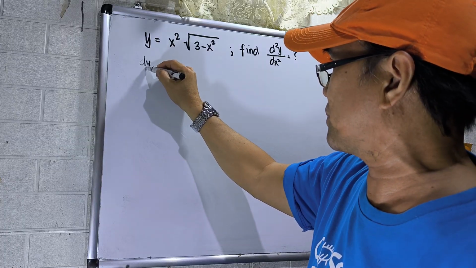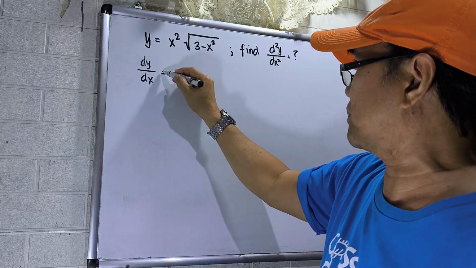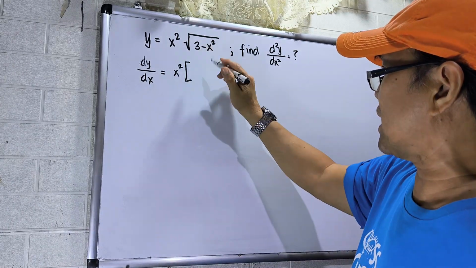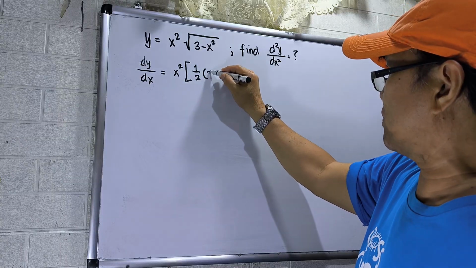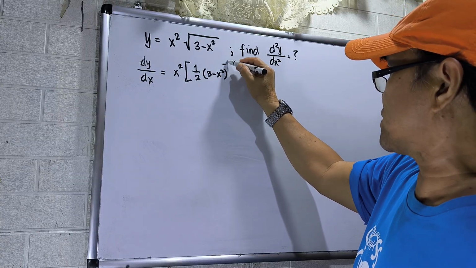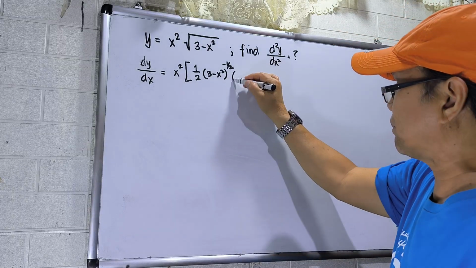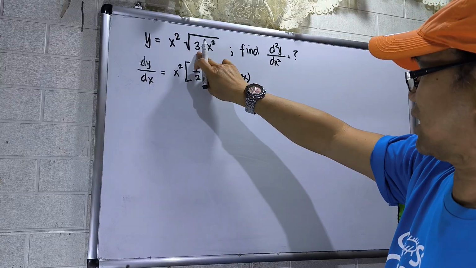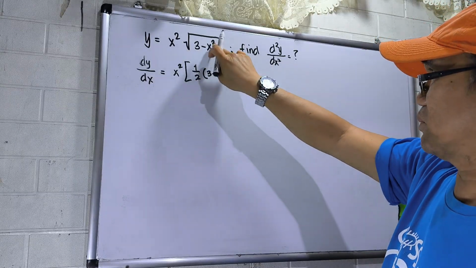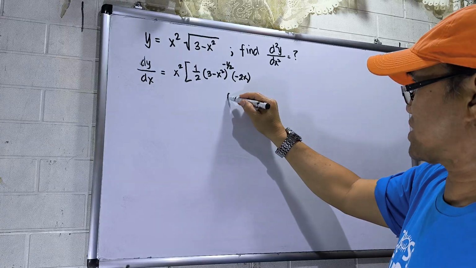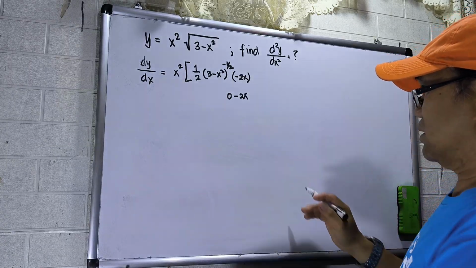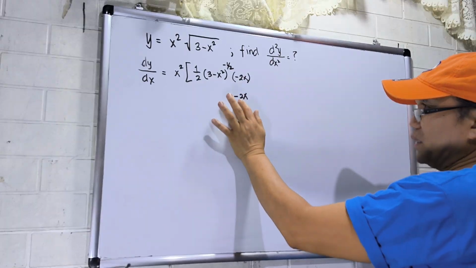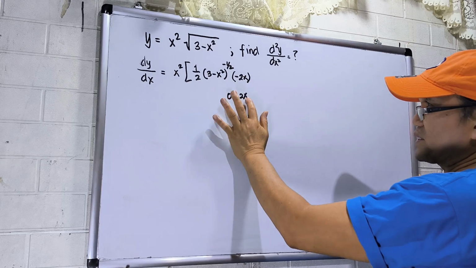So this will be dy over dx. Okay? Since this is product rule, I will copy the first, so x squared. Then differentiate the second. So this will be 1 over 2, circle brackets 3 minus x squared, then raised to negative 1 half. Then derivative inside, that will be negative 2x, because 3 will be 0. Then derivative of x squared, that will be negative 2x. So I'll just go straight away with negative 2x, because 0 minus 2x will be minus 2x.